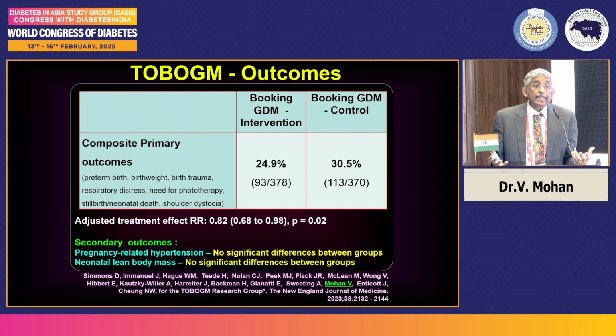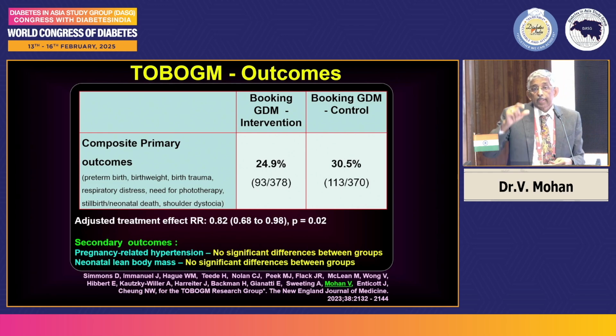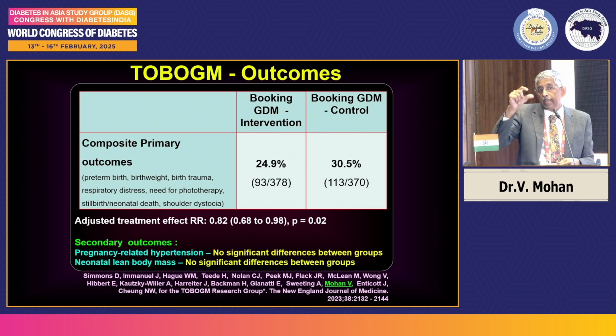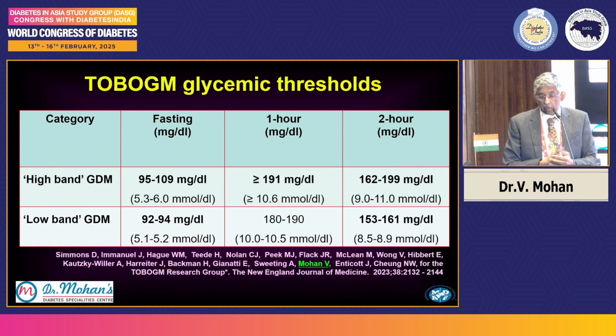What about, is it safe? There were no significant side effects. I'll come back to that. If you treat them too early, when they have that 92, 93, the babies actually became small. So that is the only thing. Otherwise, there were no adverse effects. We looked at hypertension, neonatal body mass, all that was not different between the groups.